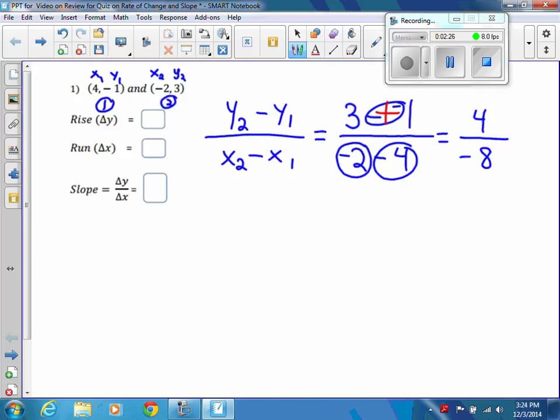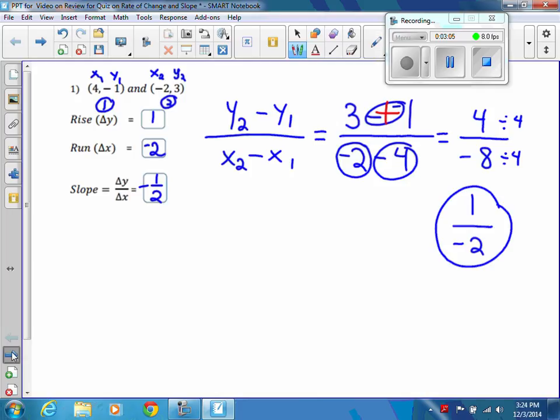Remember, however, I need to make sure that I put my fraction in lowest terms. So these are both divisible by 2, but I can also divide by 4. So when I do my math, I wind up with 1 over -2. This is my final answer. So my slope here is -1 over 2. My rise was 1, and my run is -2. That's what we're looking at for this particular problem. It's a negative slope also.